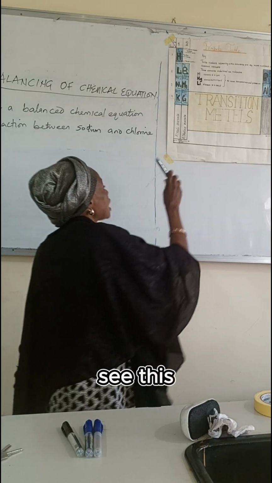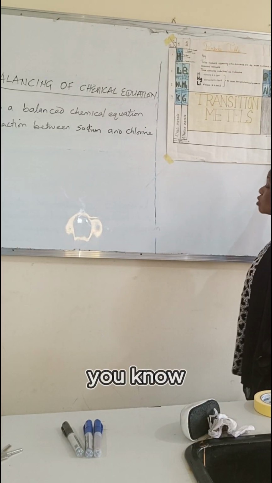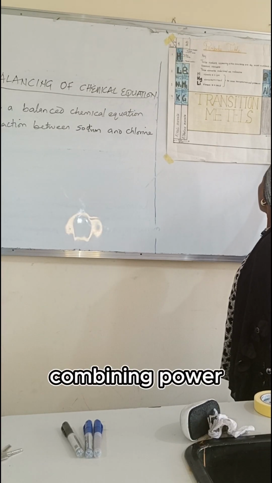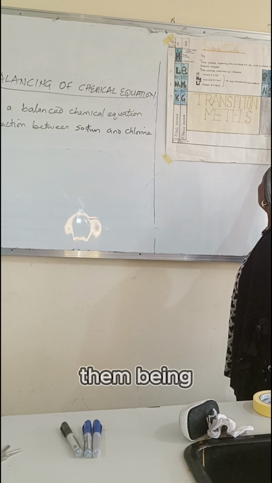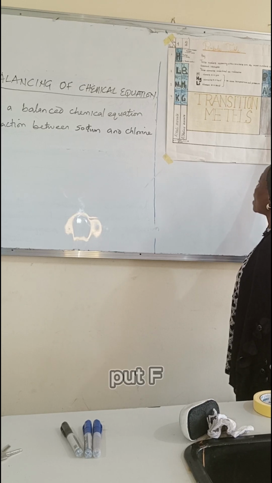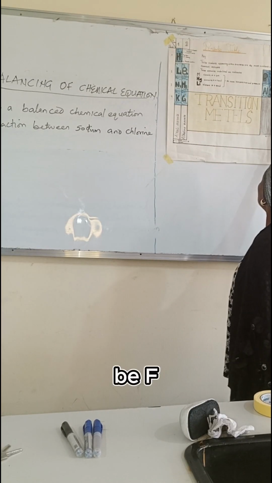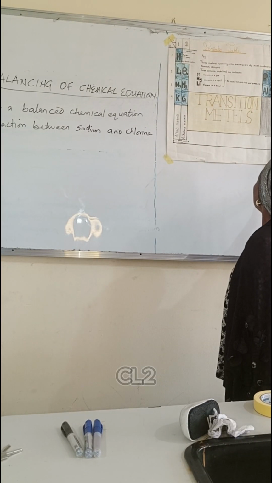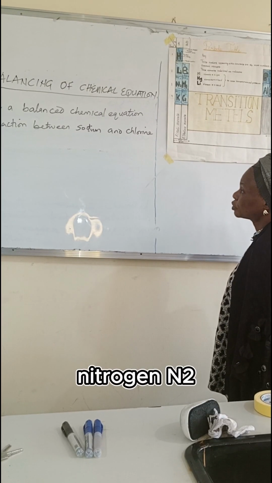But you see, this element from group 7, and of course, you know noble gases don't react. They have a combining power of 0. So these elements here, we have them being written as diatomic, with subscript 2. If you put F to react with lithium, it will be F2 we put, while lithium stays as lithium. And if it's chlorine, Cl2, oxygen, O2, nitrogen, N2.